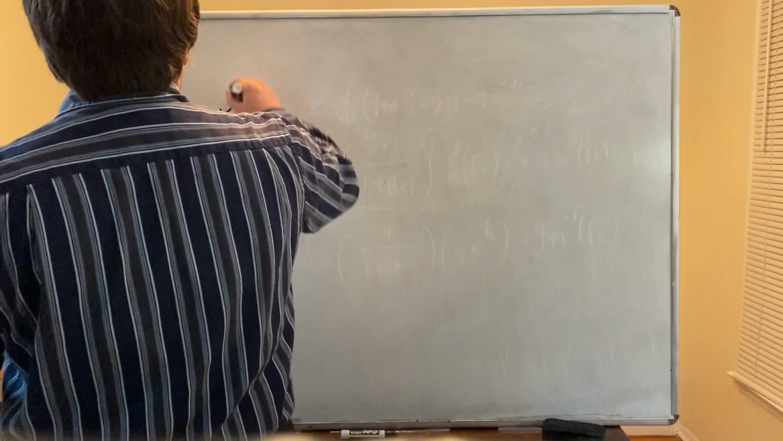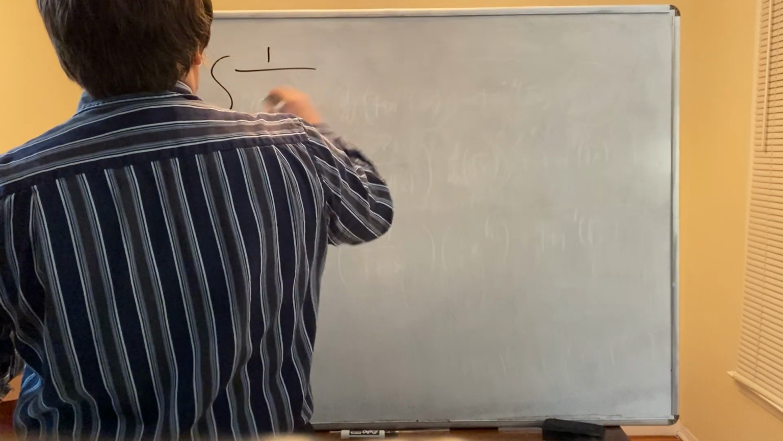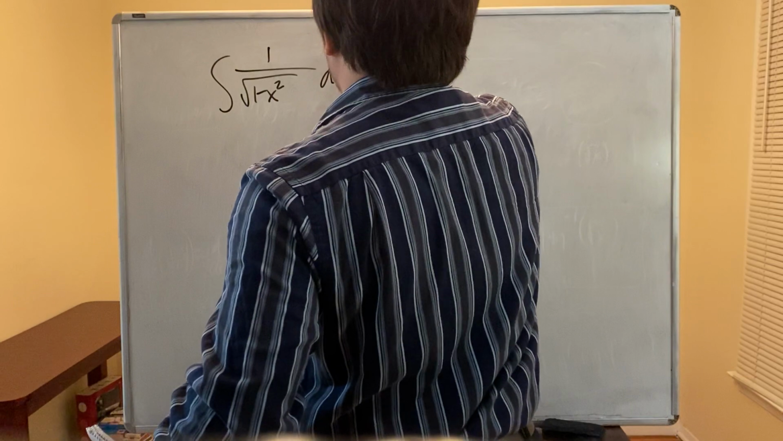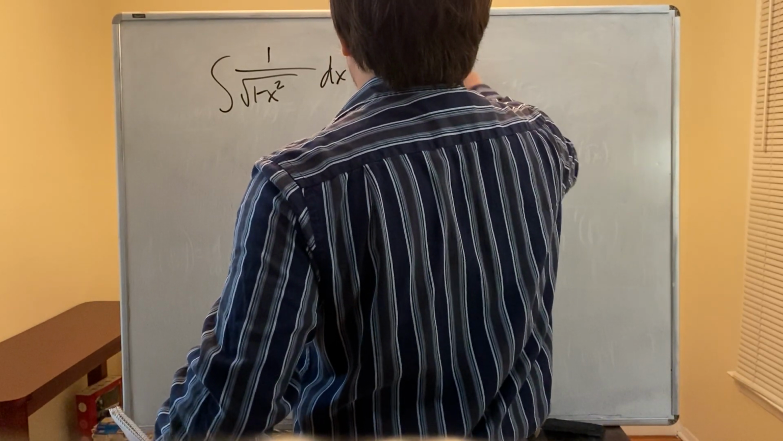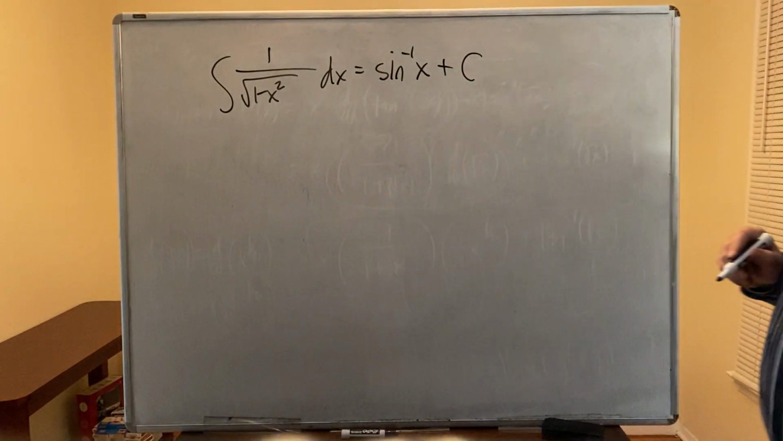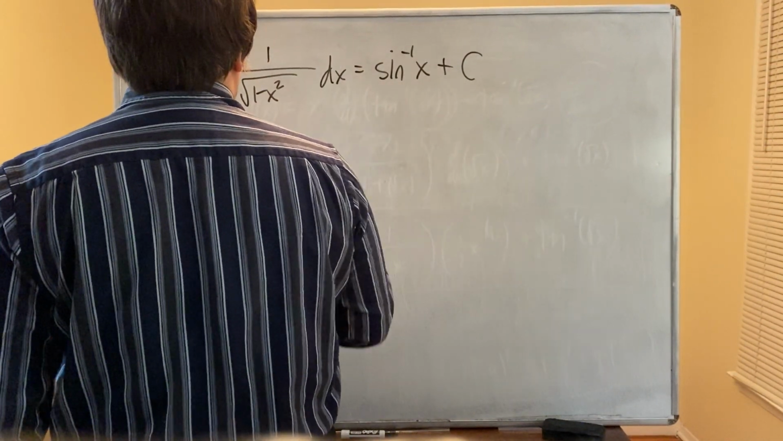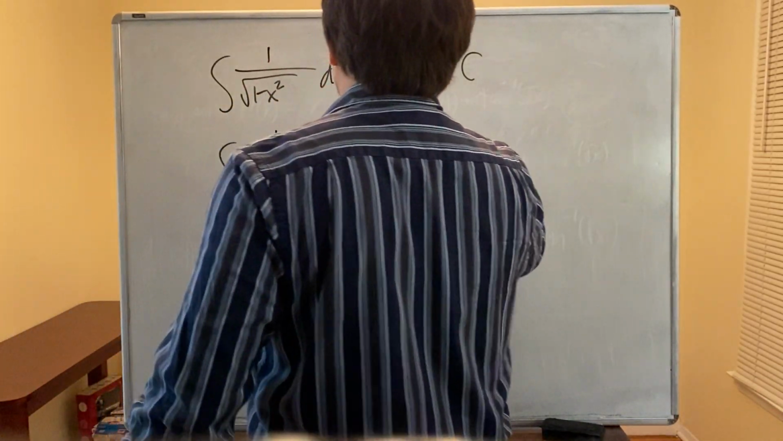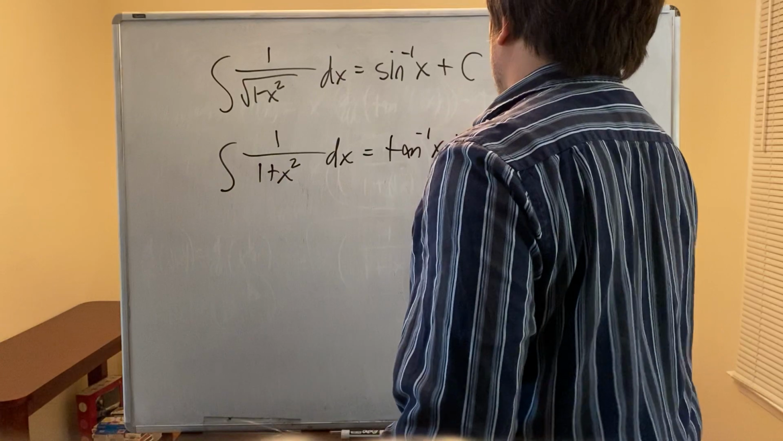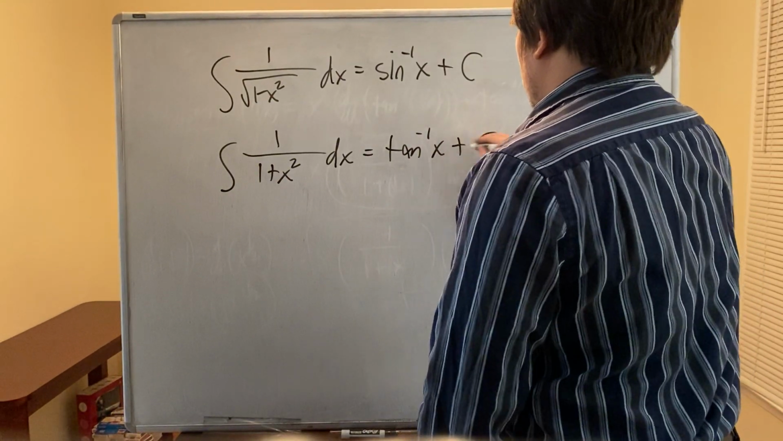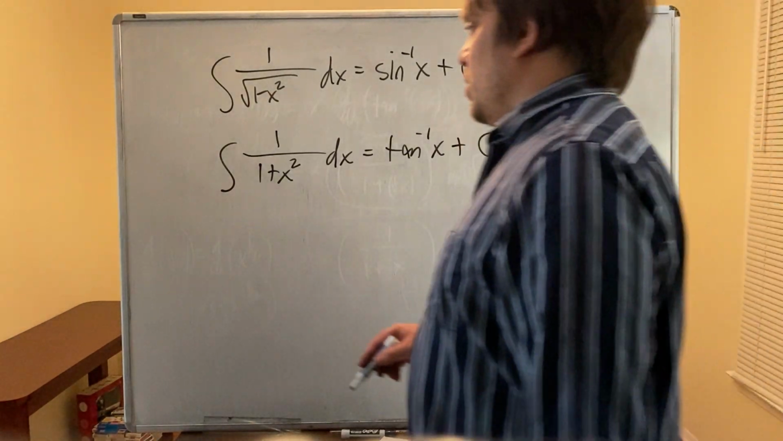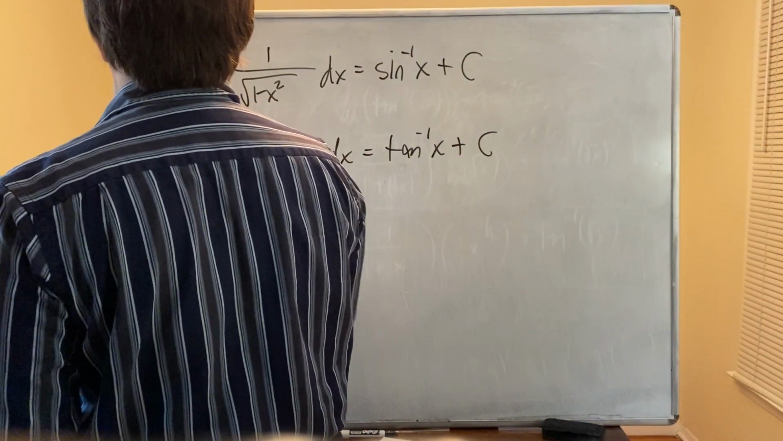Okay, so the two most useful integration formulas are the integral of 1 over the square root of 1 minus x squared dx is equal to sine inverse of x plus c. That's one. And the second most important one is the integral of 1 over 1 plus x squared dx is equal to tan inverse x plus c. Okay, so these are the two most useful integration formulas.